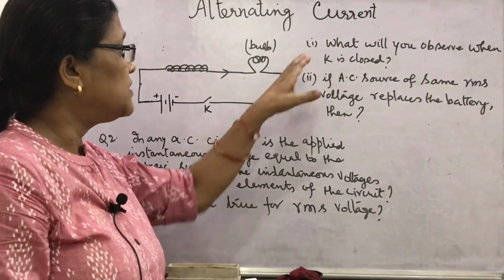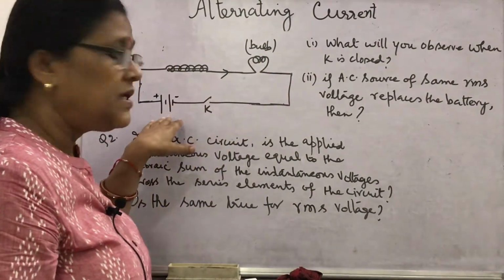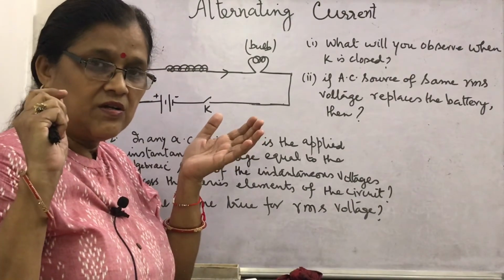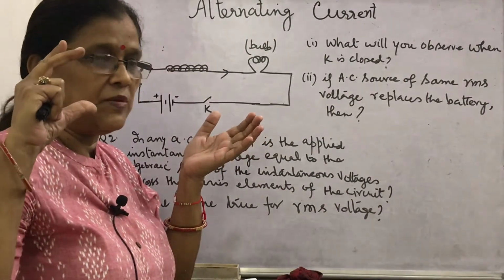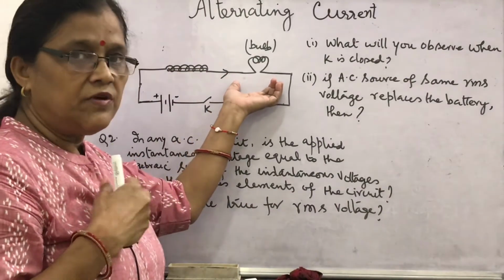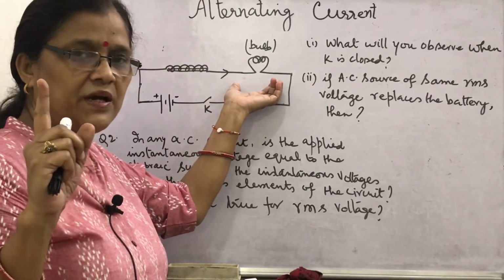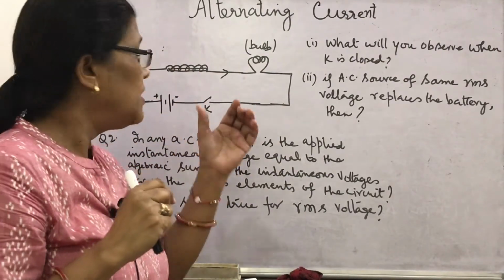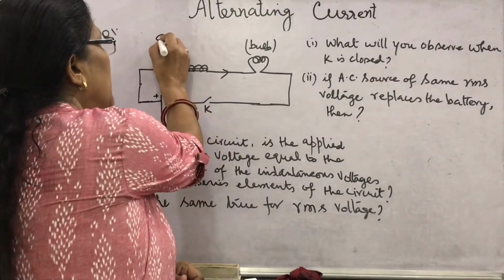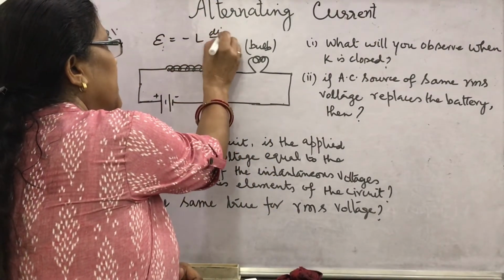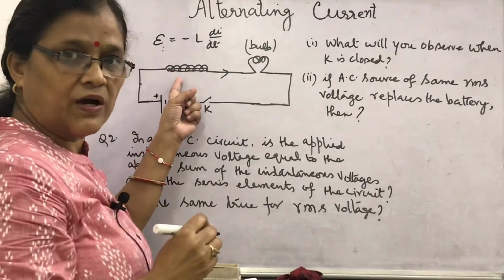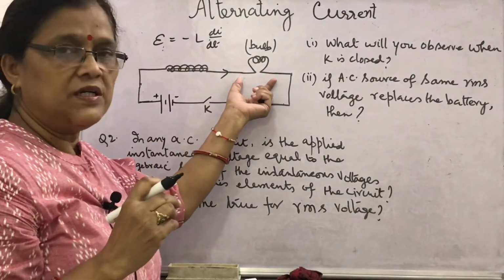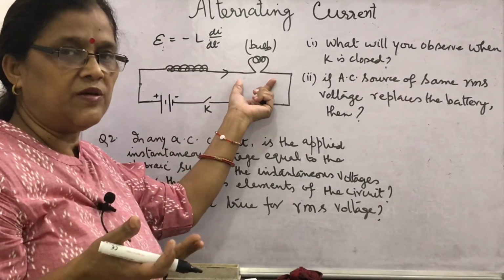What will you observe in the first case when the battery is connected? The bulb will glow gradually till it becomes maximum. What is the reason behind this? Why will the bulb glow gradually, then its glow become maximum? Because E equals minus L di by dt, the back EMF in the coil. So once the current is set up in the coil, the bulb will glow with its maximum value.